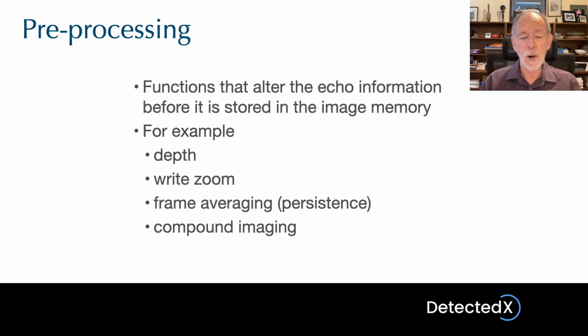Another example of pre-processing would be compound imaging, where the machine obtains several images looking from different directions and then combines them together and stores the resultant in the image memory. So that's what the purpose of this pre-processing term is. It's a grab bag of different things that alter the echoes before they're stored in the image memory. And of course, these things are irreversible because they have altered the image that you're storing.